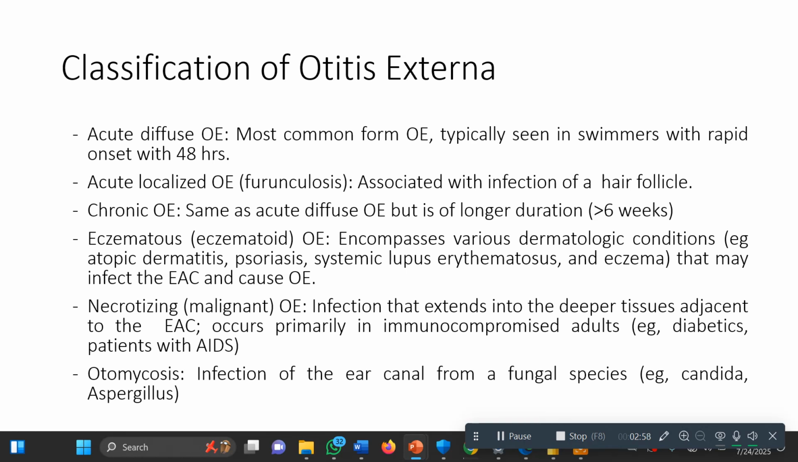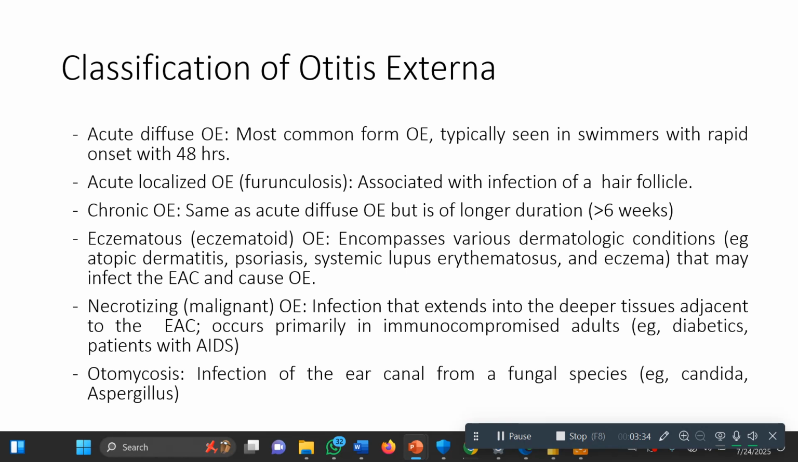Acute diffuse otitis externa is the most common form of otitis externa, typically seen in swimmers with rapid onset within 48 hours. While acute localized otitis externa, also known as furunculosis, is associated with infection of a hair follicle. Chronic otitis externa is the same as acute diffuse otitis externa, but of longer duration, greater than 6 weeks, while acute diffuse otitis externa is less than 6 weeks.